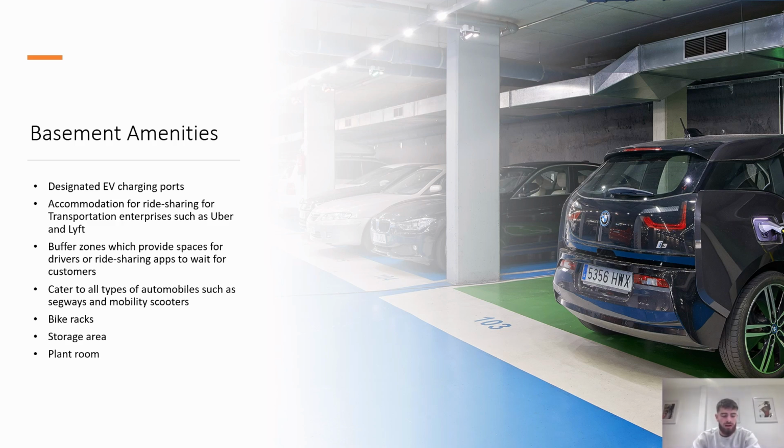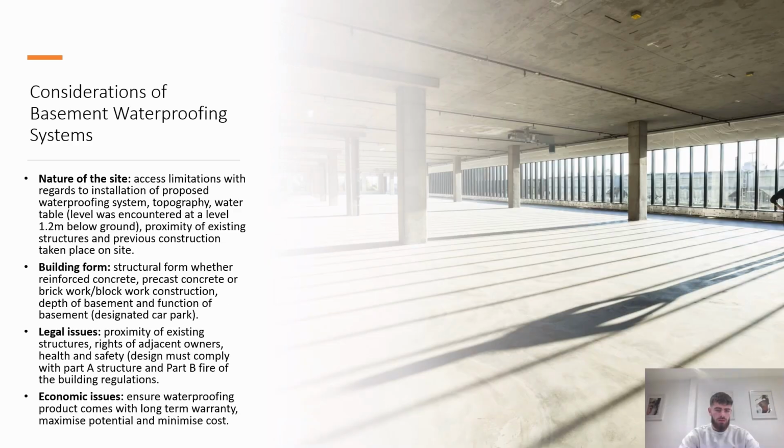We will also include bike racks, storage areas and plant rooms, which will be dedicated space to contain equipment required to provide or supply building services, for example ventilation, electric distribution and so on. The considerations I have to think about for the different basement waterproofing systems are nature of site, building form, legal issues and economic issues, which I have spoken about in more detail on the slide.